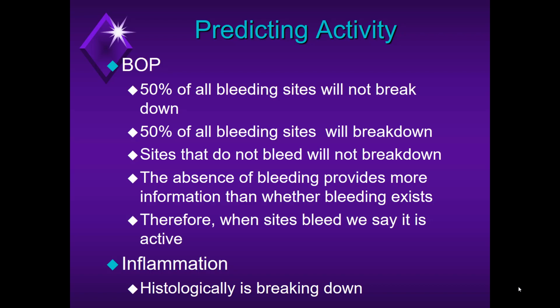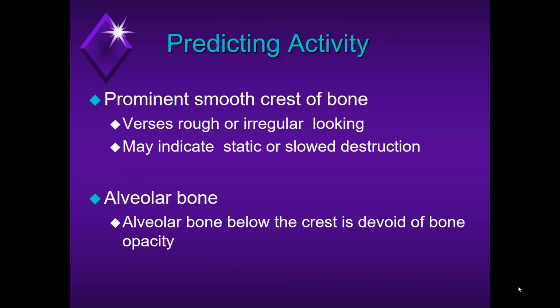Another parameter we use is inflammation. So we know what's going on at a cellular level when there's redness, when there's inflammation. So when we see redness and swelling, we say the patient is active. Some other less common signs are the look of the bone.